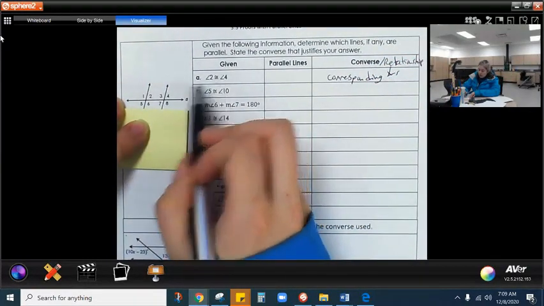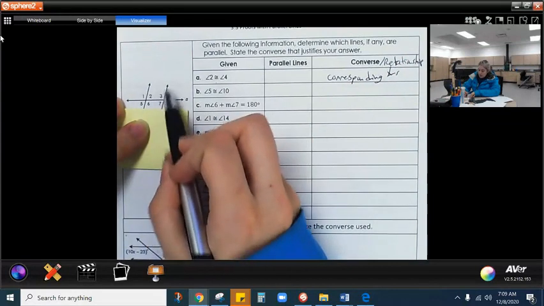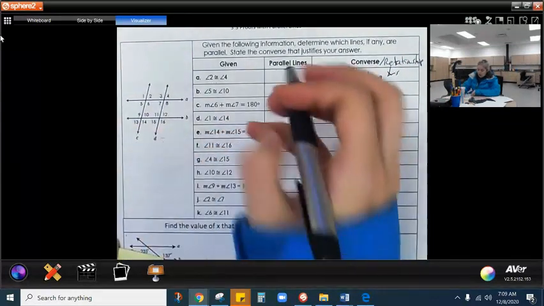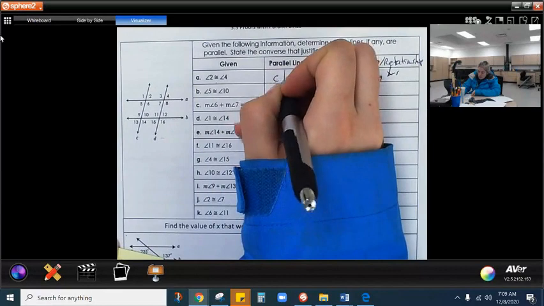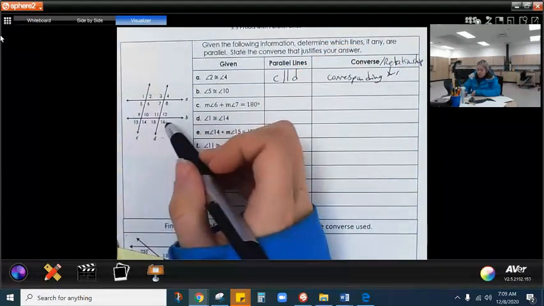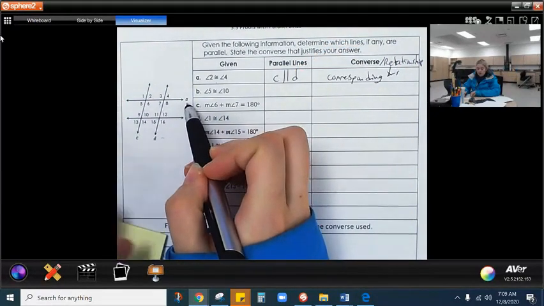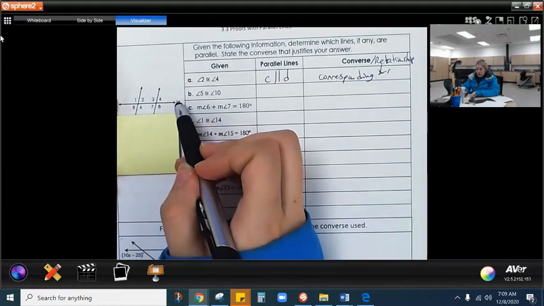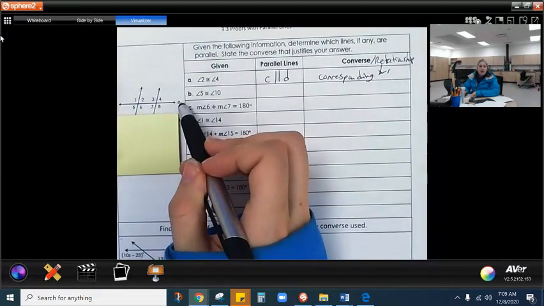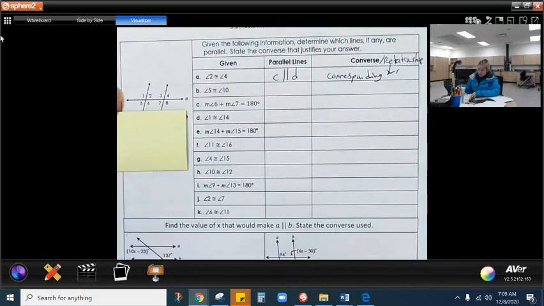If they're congruent, then that means this line here and this line are parallel. Those lines are called C and D. So C is parallel to D. How do I know it's those ones? Because A is the transversal, right? A is the one that touches both of them. It's the line that's the same between them.